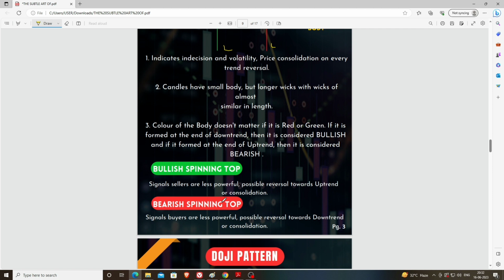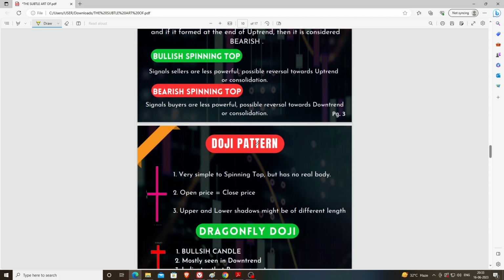Okay, because the market, you can read the market, or you can communicate with the market. You can understand what the market is trying to say to you by understanding the characteristics or the patterns of the candlesticks. So what is a bearish spinning top? It signals buyers are less powerful, possible reversal towards downward or consolidation.